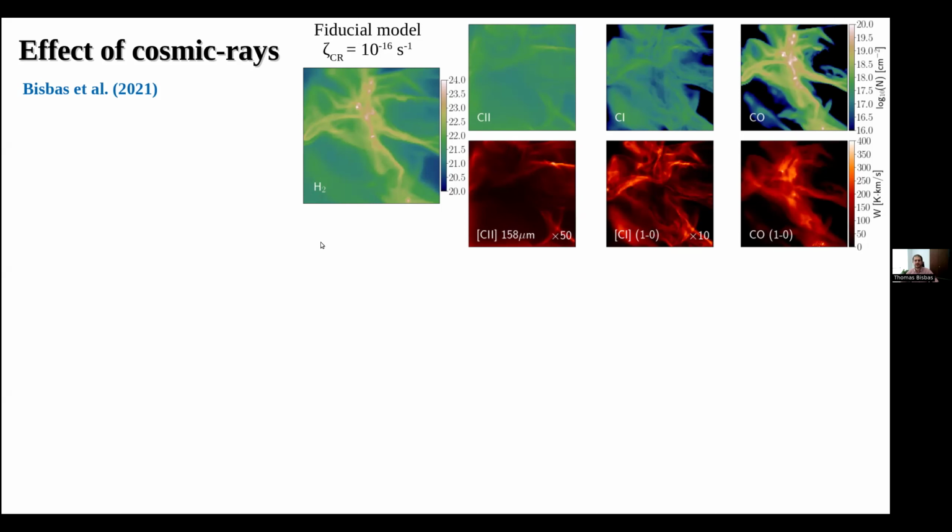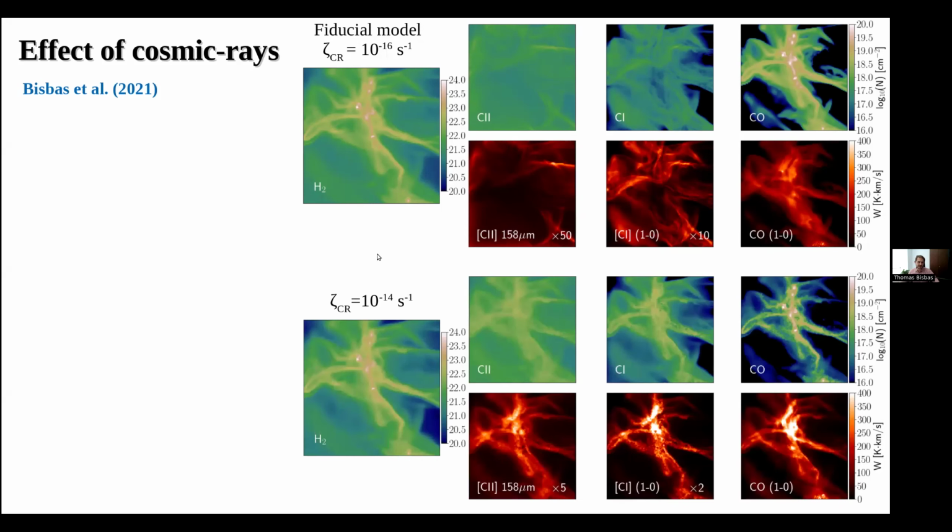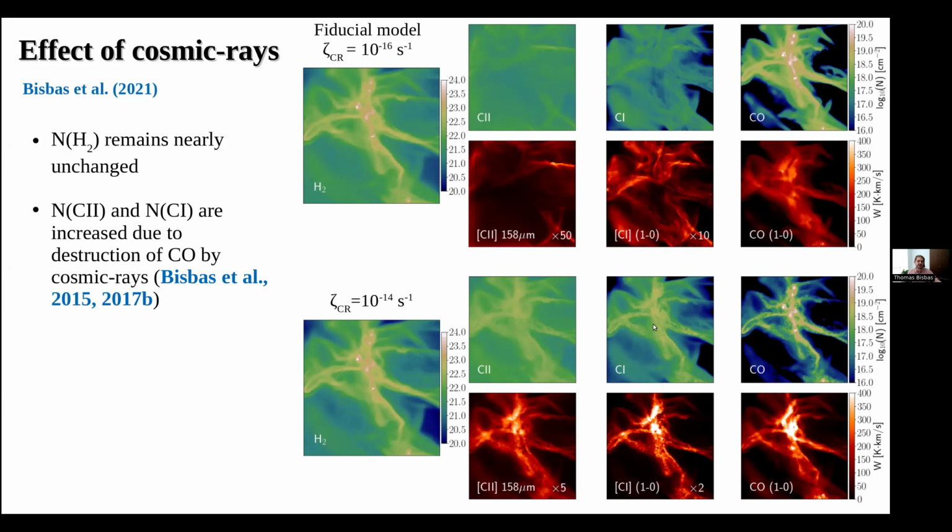Now, if we increase the cosmic ionization rate by 2 orders of magnitude, so we essentially take this cloud and place it in the galactic center, where the cosmic ionization rate is higher, we see the following. First of all, the column density of molecular hydrogen, as you see, remains relatively unchanged, which means that the molecular gas survives even if we have a high cosmic ionization rate. But the column densities of C+ and C1 actually change significantly.